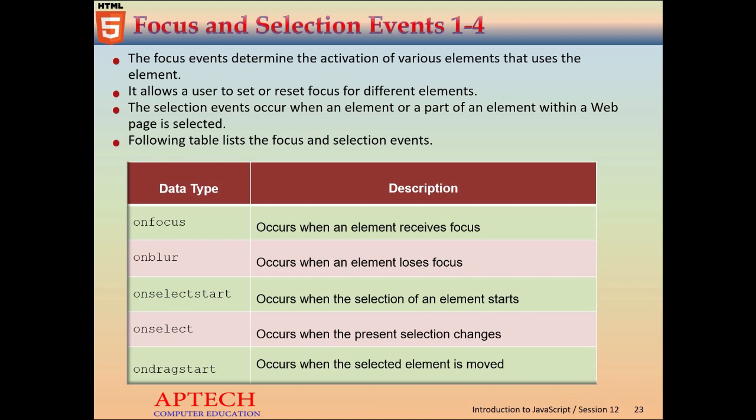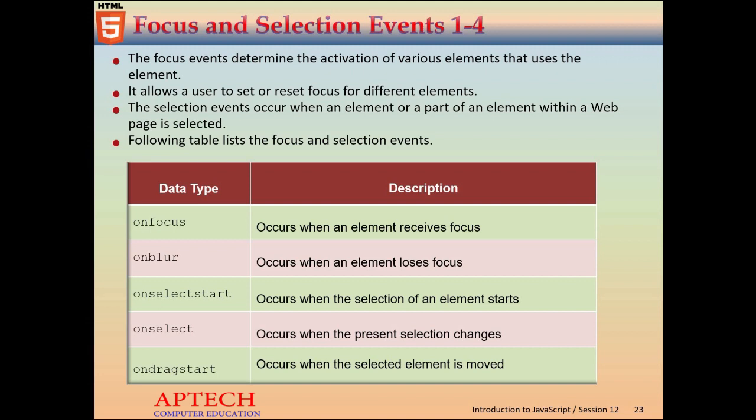On blur, when you leave that text box. So when we select the text box, that is on focus. When you leave that, when you come out from the text box, that is on blur. On select start occurs when the selection of the element starts. On select occurs when a present selection changes. On drag start occurs when the selected element is moved.